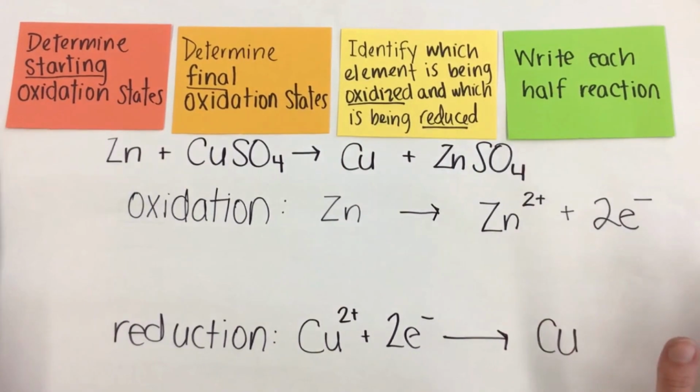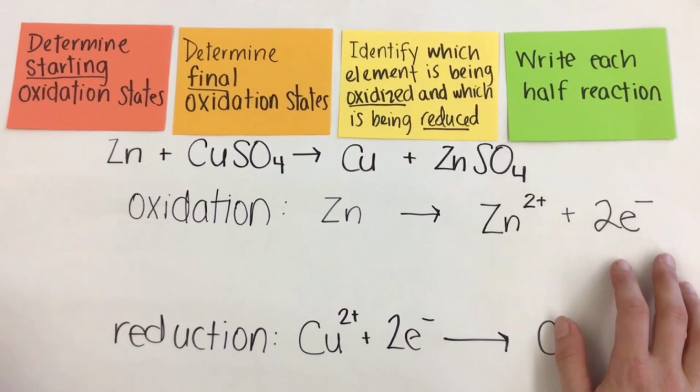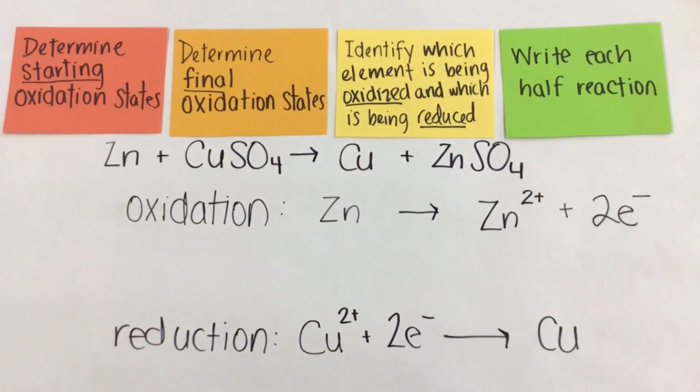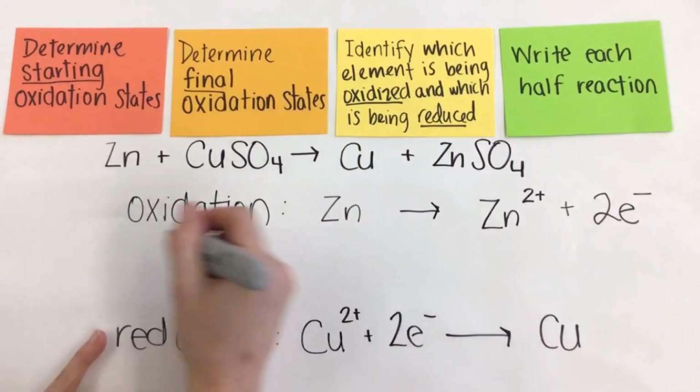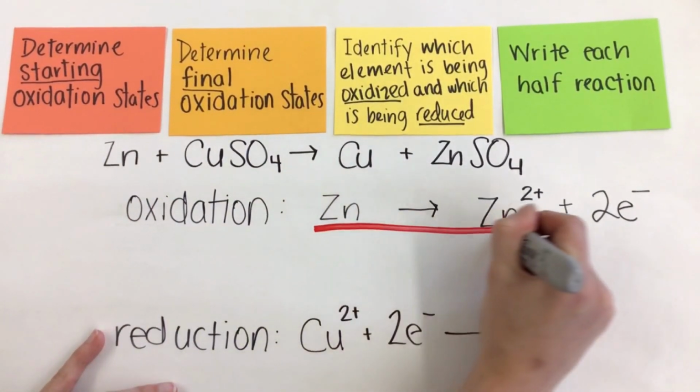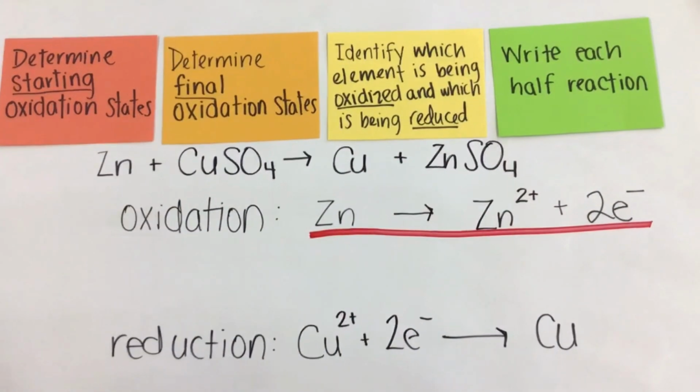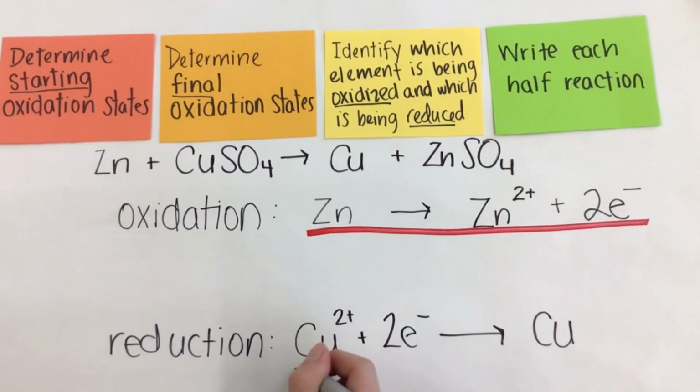So here are my half reactions for zinc and copper. The oxidation reaction shows neutral zinc becoming a zinc ion plus 2 electrons. The reduction half reaction shows a copper 2 plus ion gaining 2 electrons to become neutral copper.